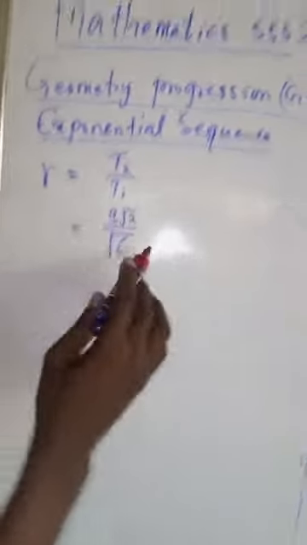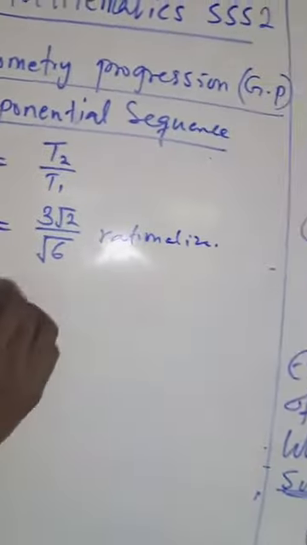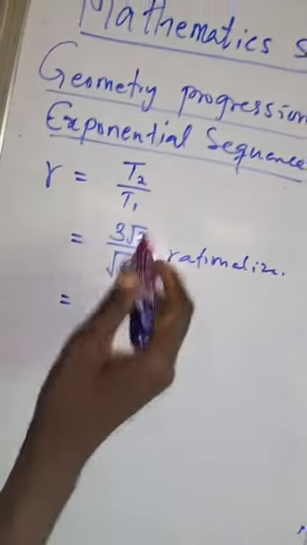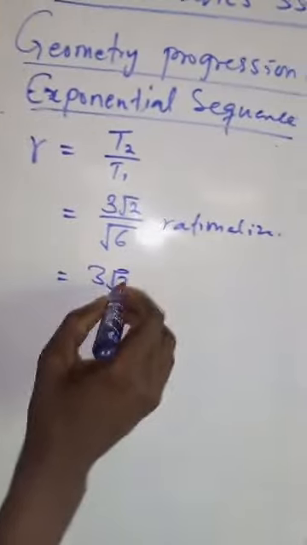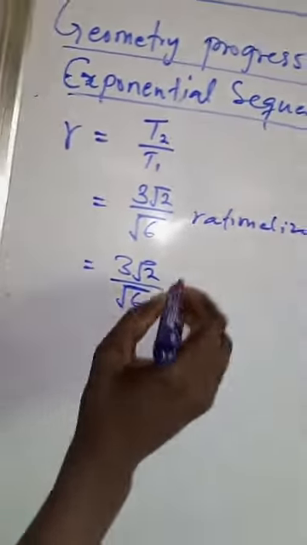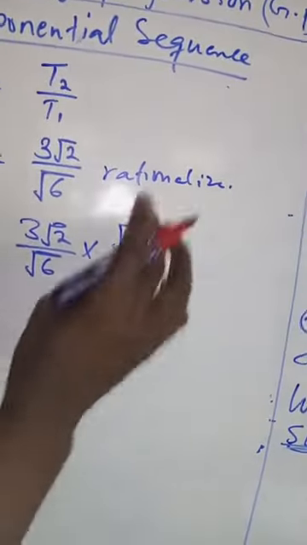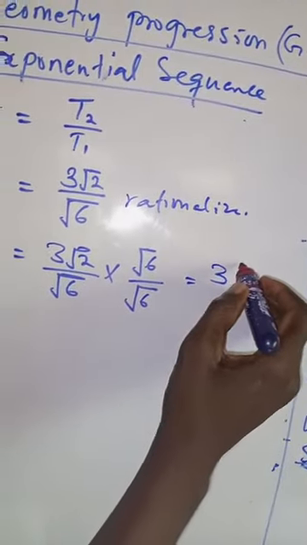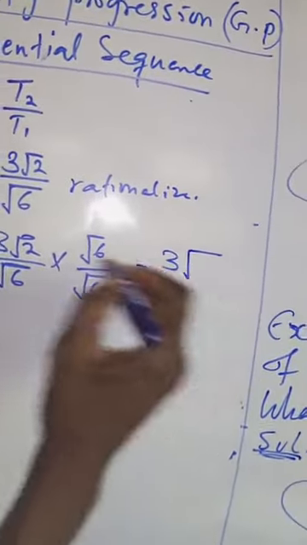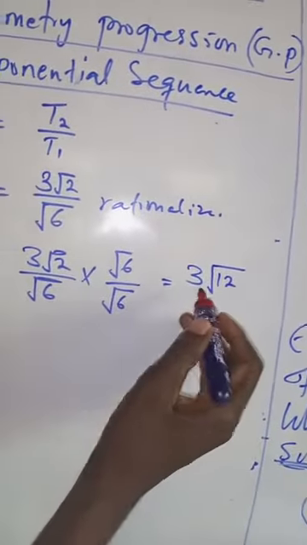This one you have to rationalize. If you are rationalizing this one, you multiply by the denominator in the same proportion. So 3 raised to power 2 over multiply by this raised to power. So this is still 1. So it will end up giving me 3 raised to power. That is what I think 12. This gives me root 12.